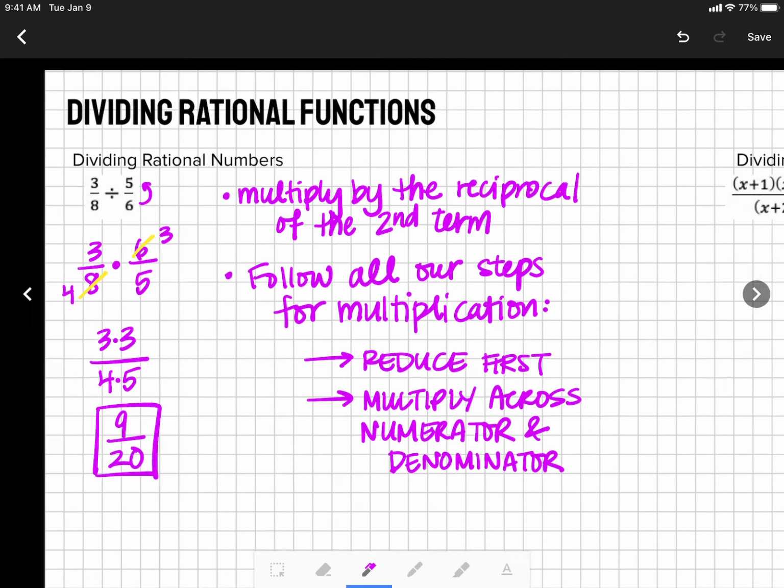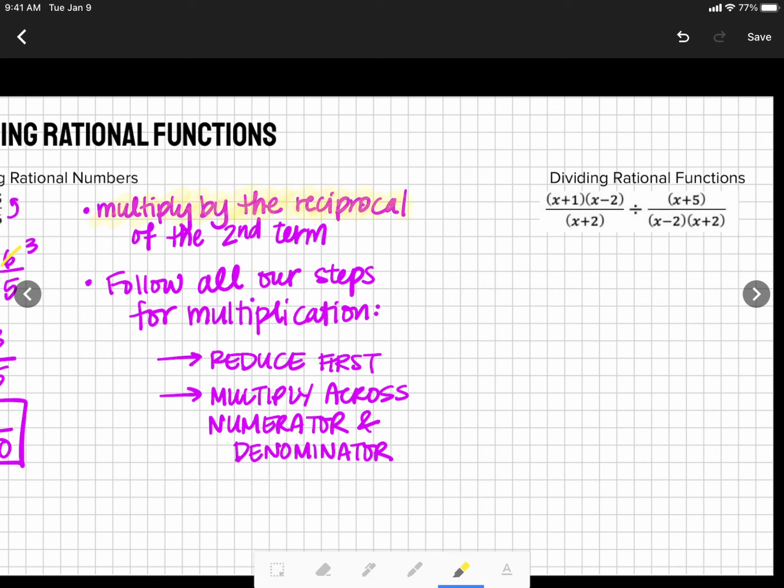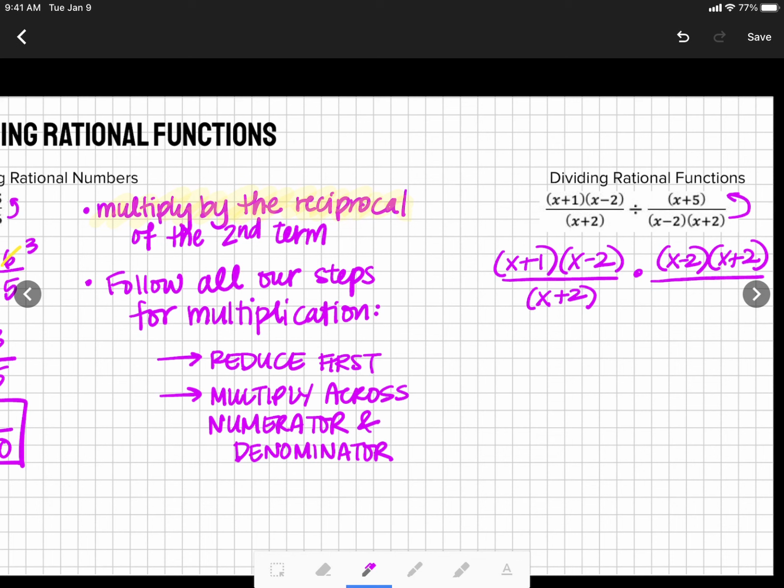So let's try the rational function together. Our first step is we're going to change this to multiplying by the reciprocal. So our first term, x plus 1, x minus 2, all over x plus 2 does not change. But we're going to multiply by the reciprocal. We're going to multiply by x minus 2, x plus 2, all over x plus 5. So now we're just following our steps for multiplication.